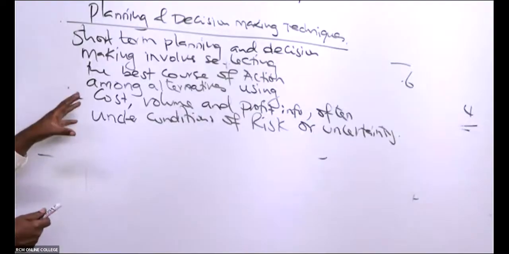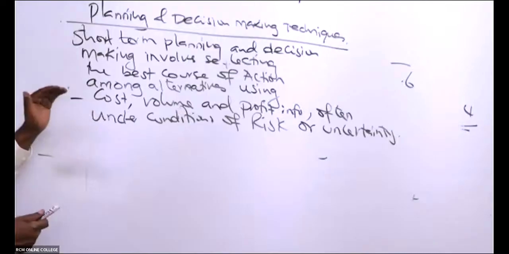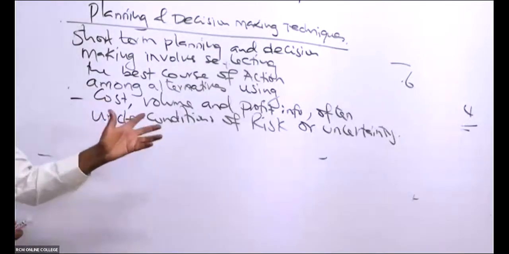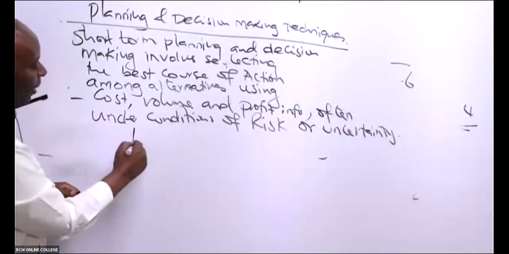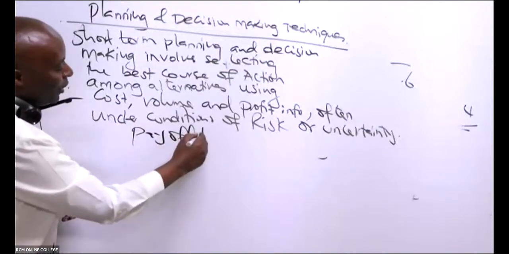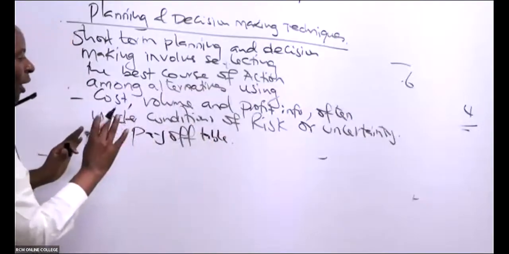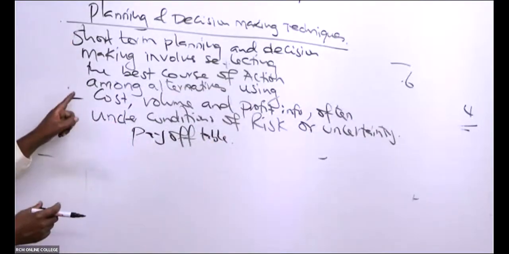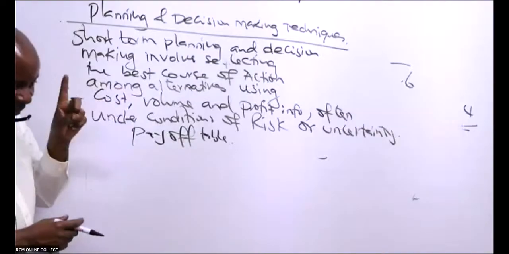When you talk of short-term planning and decision-making, it involves selecting the best course of action among alternatives, basically using what we shall be calling payoff tables. You will remember payoff tables. And then you can evidently see that I'm driving towards CVP.